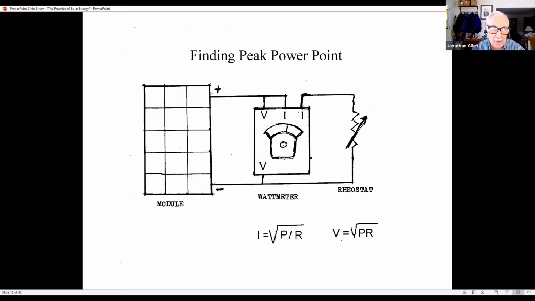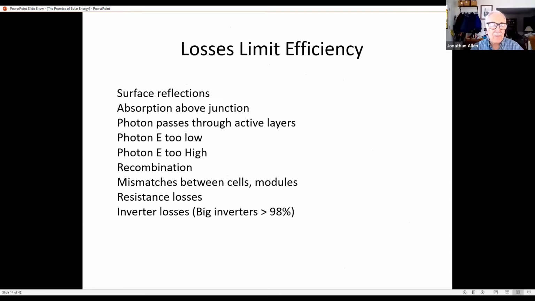Well, there are limits on efficiency. We hinted at them earlier, and these include things like surface reflection, light getting absorbed before it can reach the junction, photons passing through the active layers, photon energy too low or too high, and recombination, where electrons and holes recombine before they can reach the N and P layers, mismatches between cells and modules, resistance losses, and if you're converting to AC or regulating your DC, converter losses. But big inverters today are 98% efficient, or better, so I wouldn't sweat that one too much.